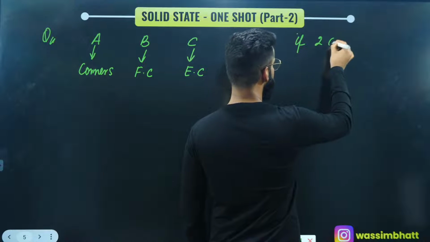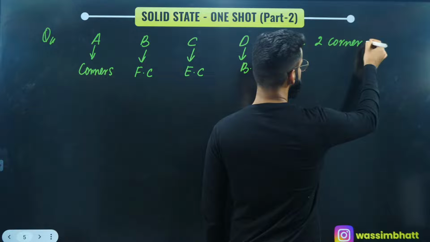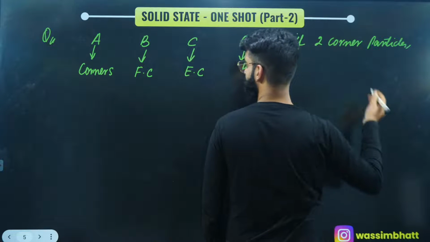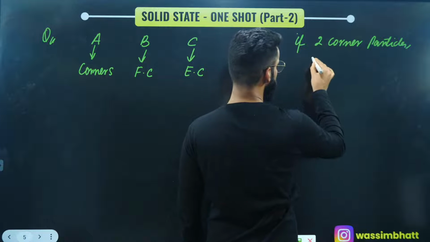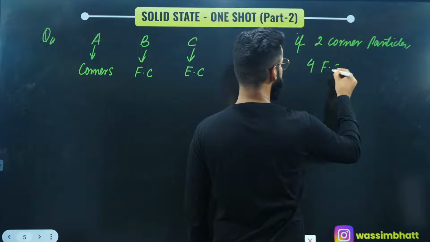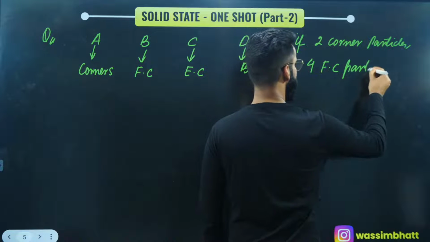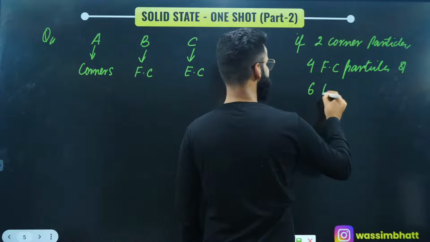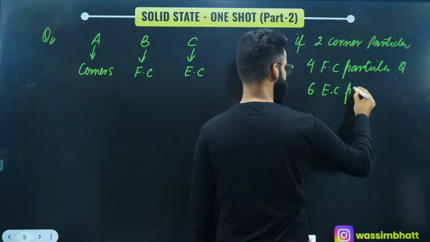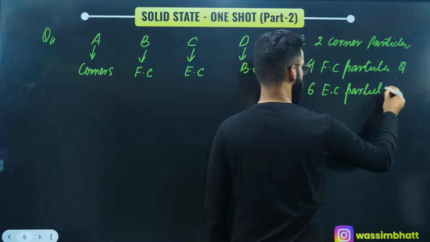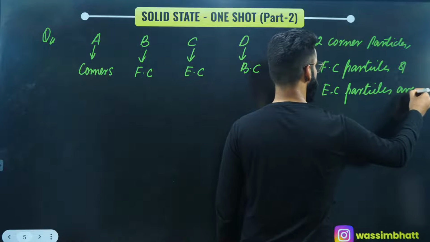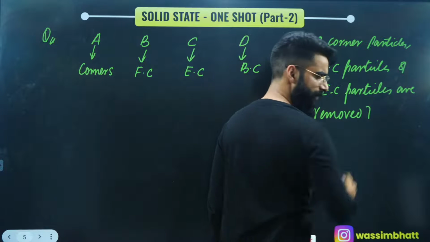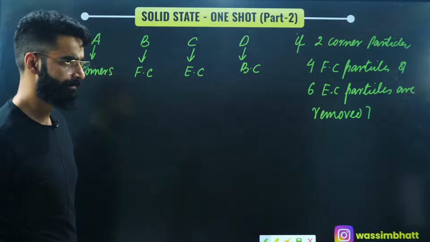If 2 corner particles, 4 face-centered particles, and 6 edge-centered particles are removed, what is going to be the formula of the compound? You can solve this on your own, I'm sure, right?